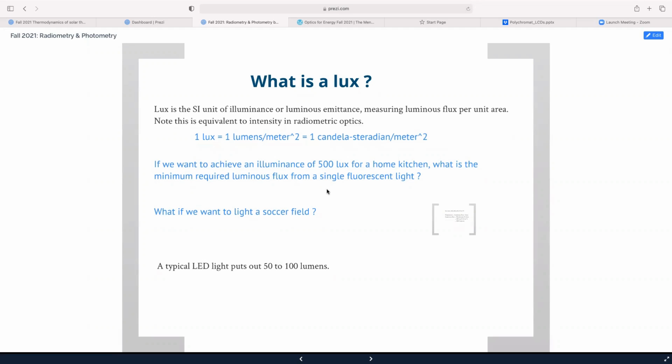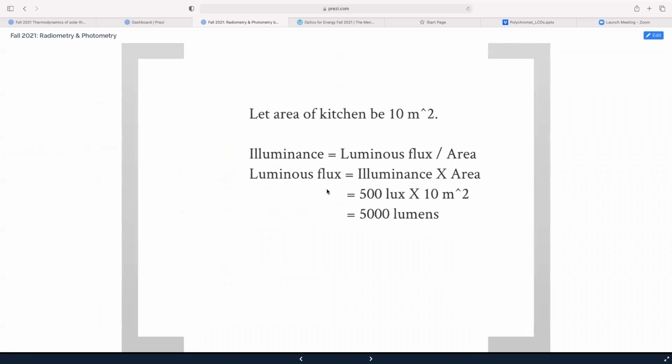Now we need to think about the different quantities. So you need to achieve 500 lux. What is the luminous flux from a single source? And you have to think about, okay, what is the volume or the solid angle over which it's being illuminated? So keep that in mind also, and we'll come back to this in a second. A typical LED light puts out 50 to 100 lumens. So I worked it out here.